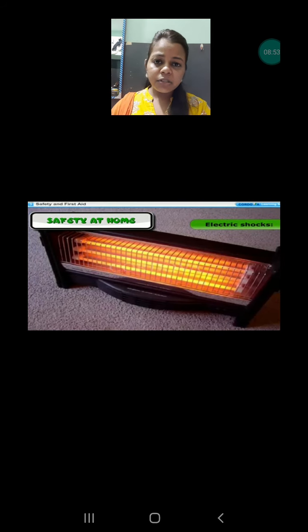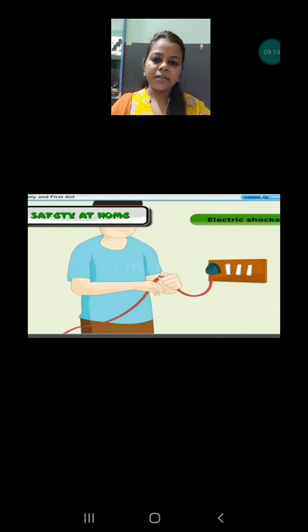Next, in the winter season, we must have this room heater so that we can warm our room, but maintain the distance. If these types of electric appliances are there in your home, please don't touch them with your hand. It can burn your hand. Okay, and maintain the distance from these types of electrical appliances.